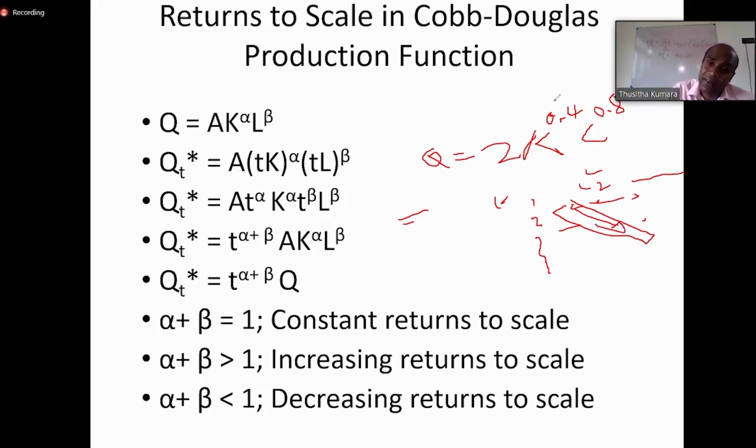On the other hand, numerically, we can do it easily. You don't need to draw the graph. You can just say 0.4 plus 0.8, which will be equal to 1.2. If it is more than 1, we are having increasing returns to scale. Therefore, this function will have increasing returns to scale.